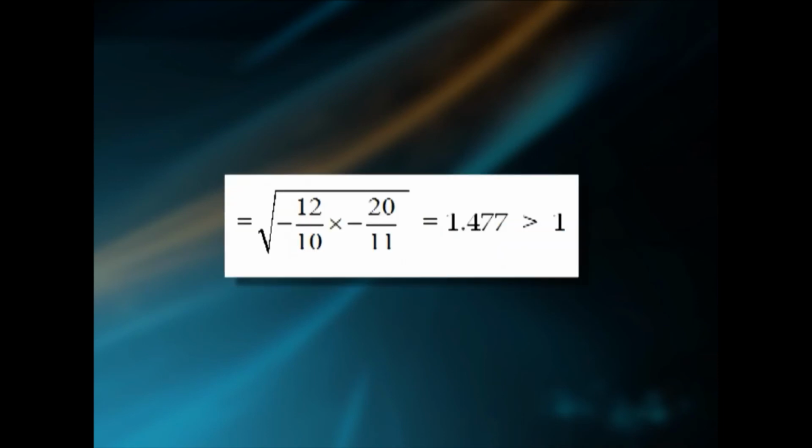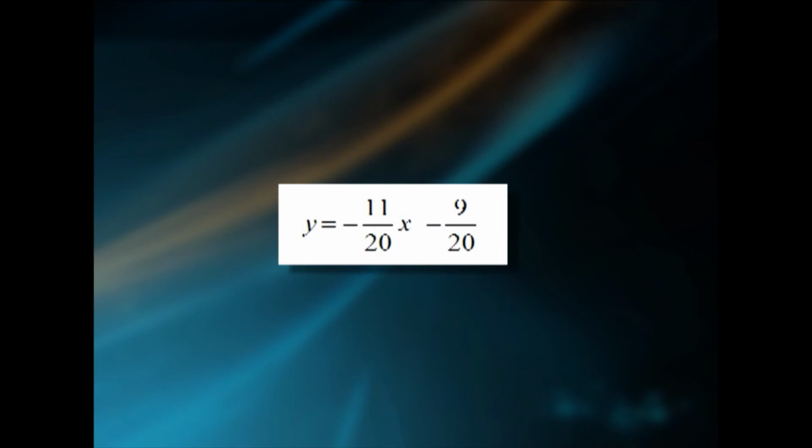Then square root of a1 b2 divided by a2 b1, that is equal to square root of minus a1 by b1 into minus b2 by a2, that is equal to square root of minus 12 by 10 into minus 20 by 11, that is equal to 1.477, which is greater than 1. Hence, our assumption about the regression lines is not true.